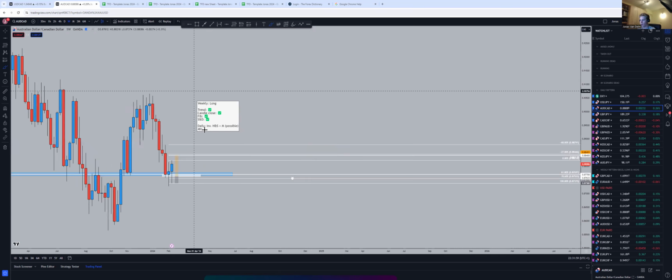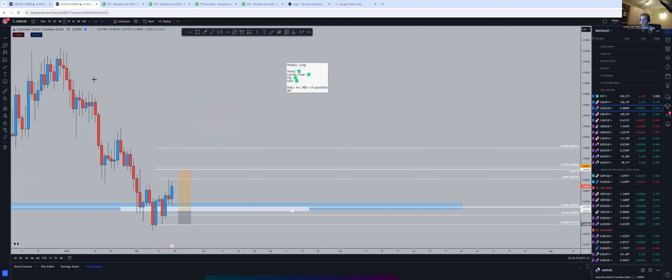So we have 4 out of 4. The trend is with us. The candle close, this one is to the upside. FIB from this low till this high is for us. And the supply and demand zone is for us. So 4 out of 4, it's a high probability setup. So then the daily was clear.